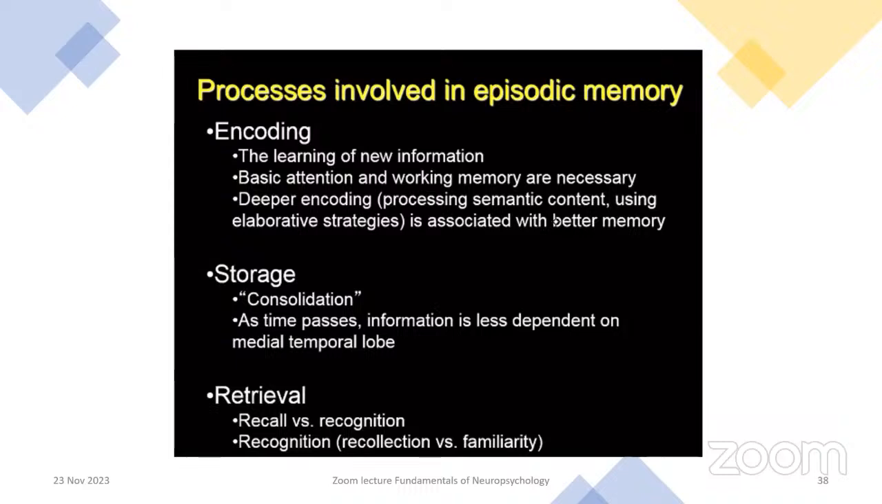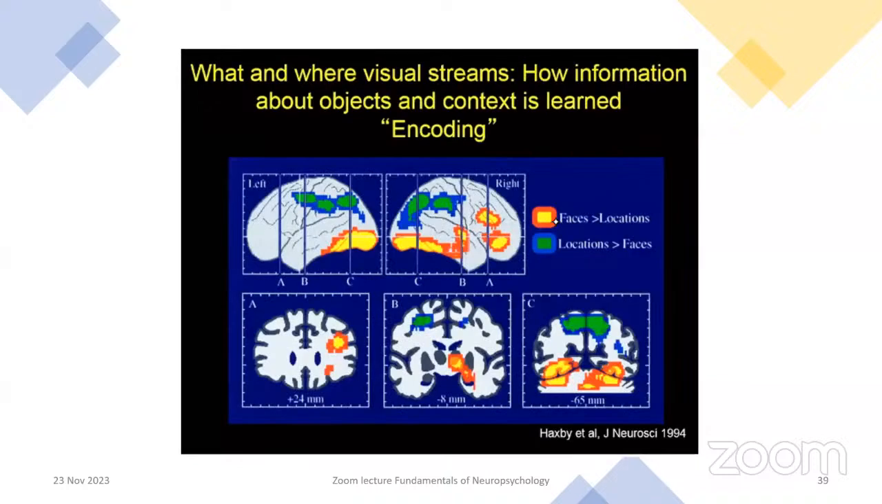As time passes, information becomes less dependent on the medial temporal lobe for recall. Retrieval, that is recall or recognition, and recognition means recollection and familiarity. So these are two aspects. These are the processes that are involved in episodic memory.